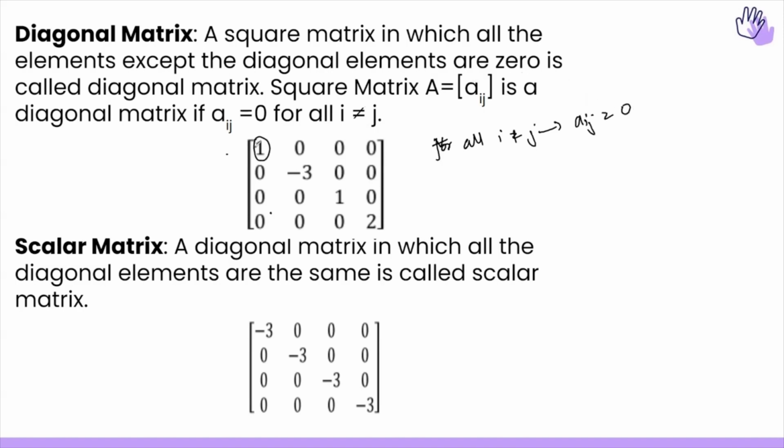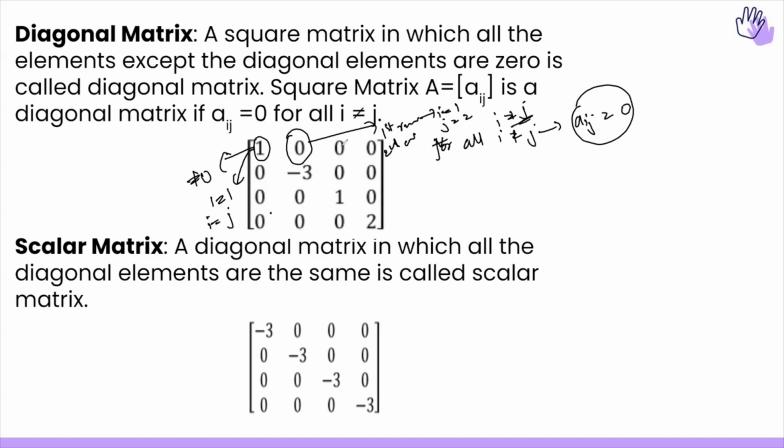So if you consider this element, it is not equal to 0, right? Why is it not equal to 0? Because what is the row of this particular element? 1. What is the column of this particular element? 1. So 1 equals 1, so in this case your i equals j. That is the reason it is not 0. But if you come to this, this is first row, second column. So here your i equals 1, j equals 2. Your i is not equal to j, right? If i is not equal to j, then your Aij must be equal to 0. That is the reason it is 0. So this is the diagonal matrix.